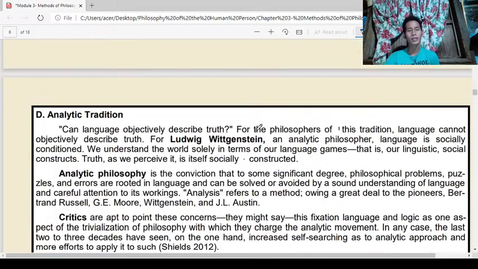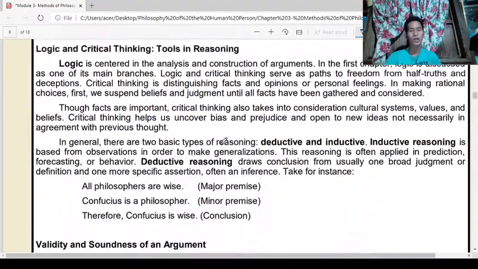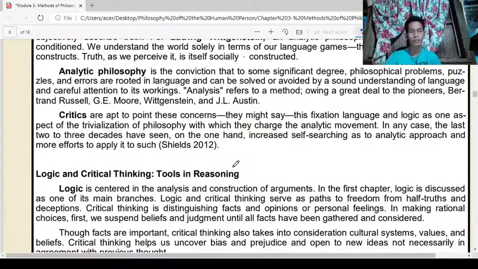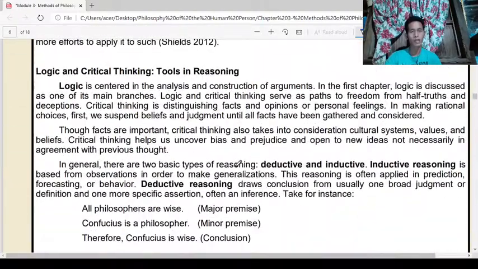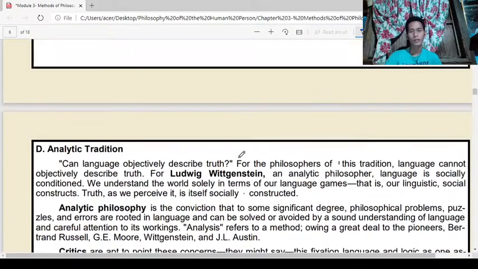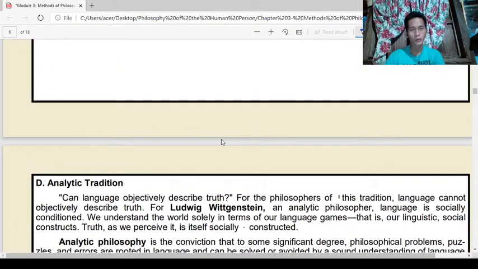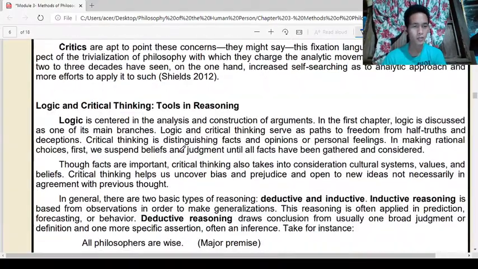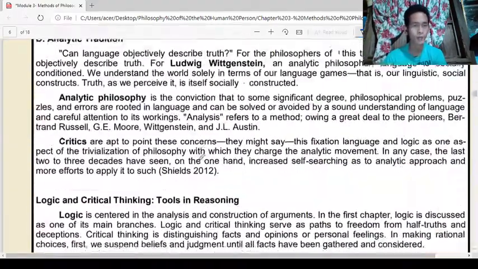The last one is analytic tradition or logic, diba? Logic and critical thinking, analytic tradition. Okay, I will make another video lecture for analytic tradition and logic, considering that logic is a bit long, diba?